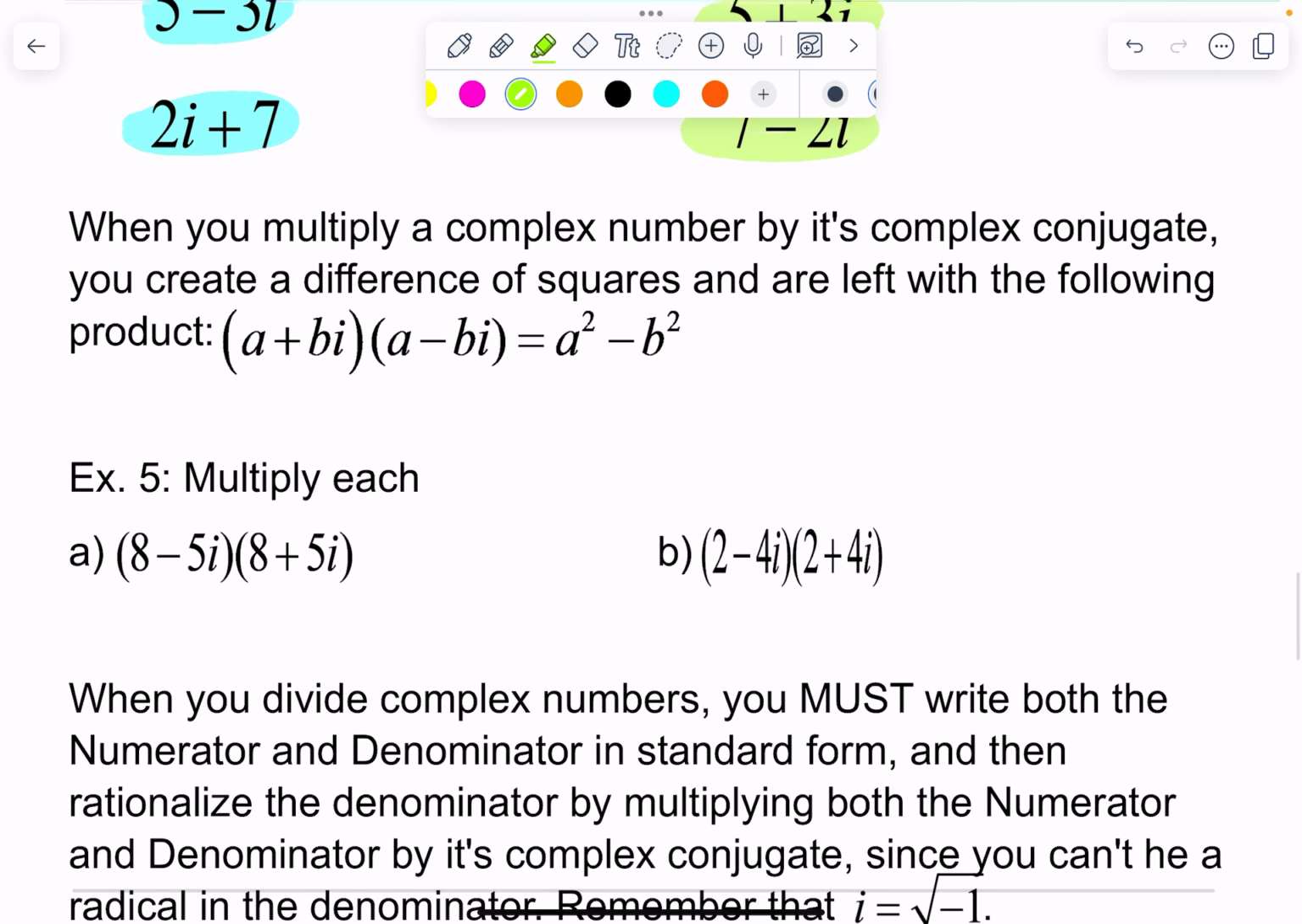And then remember also that when you multiply a complex number by its complex conjugate, you're going to create what's called a difference of squares and are left with the following product. Remember that when you have a difference of squares, it's always going to be the same rhythm. It's the first term squared minus the second term squared. Check. Okay? So let's get to this.